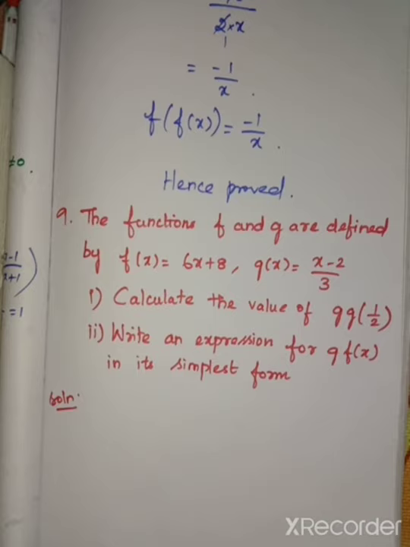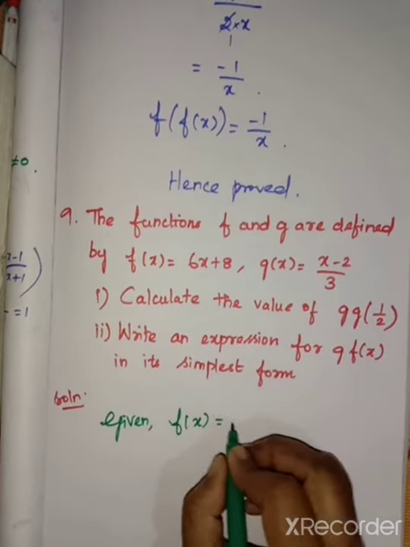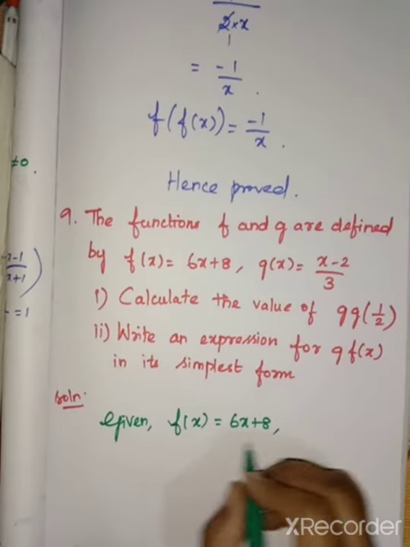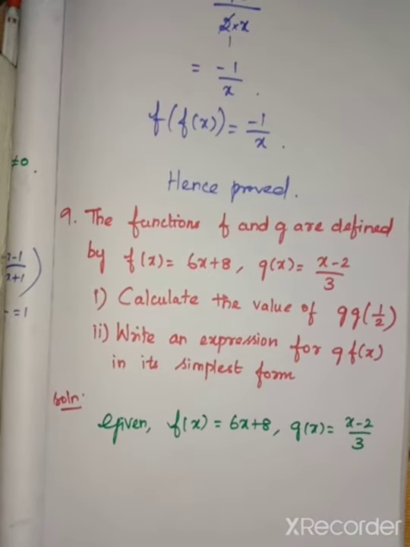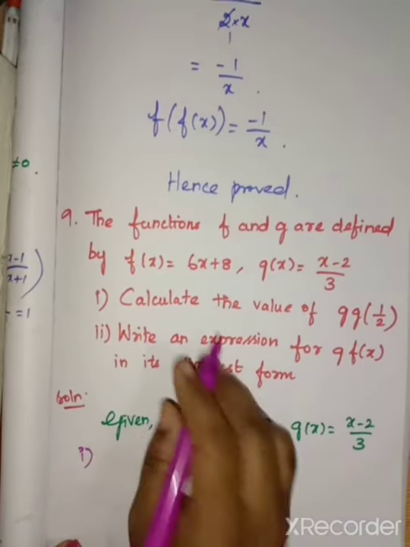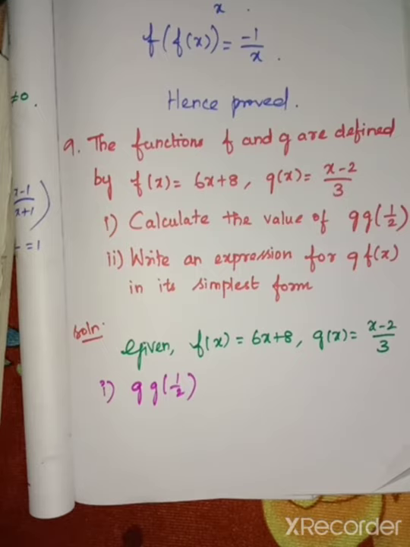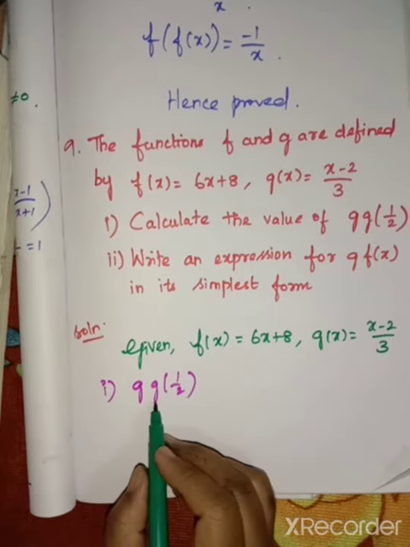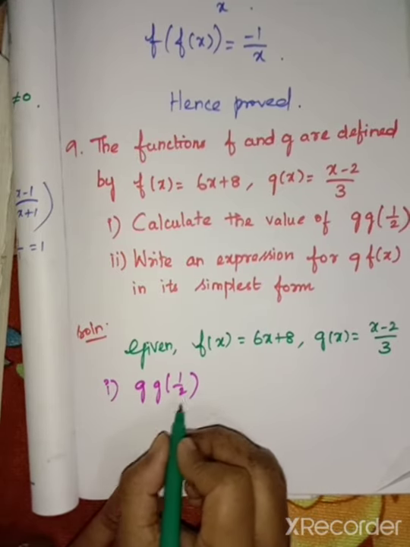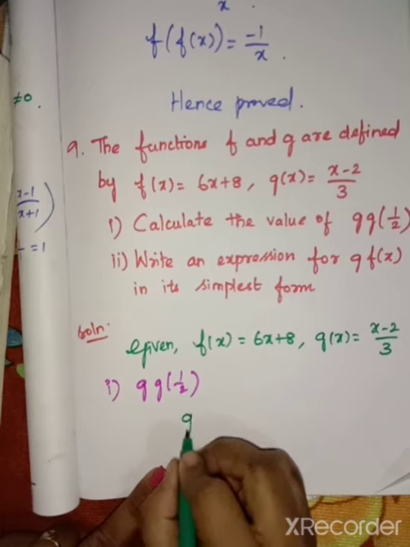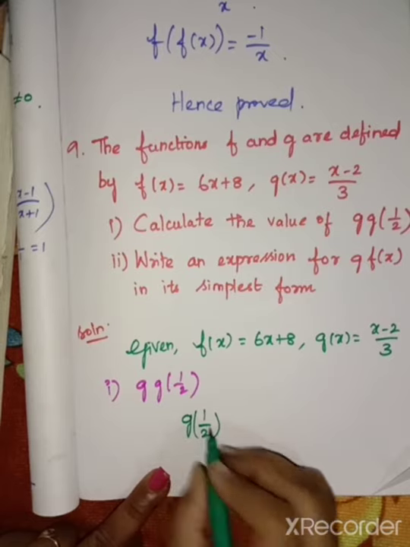So first of all we want to write the given. So here the given is f of x and g of x. So f of x equal to 6x plus 8. g of x equal to x minus 2 divided by 3. Here we want to calculate the value of g of 1 by 2. So here we want to solve this one. In place of x we have 1 by 2. So first of all we want to find g of 1 by 2. That means in place of x we want to substitute 1 by 2.